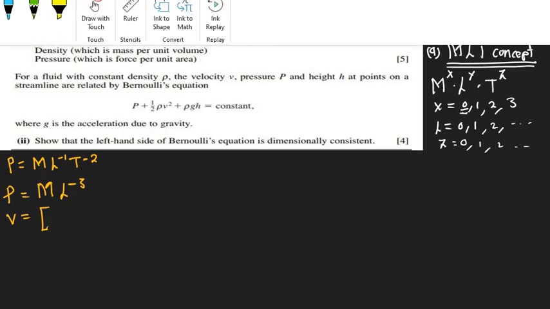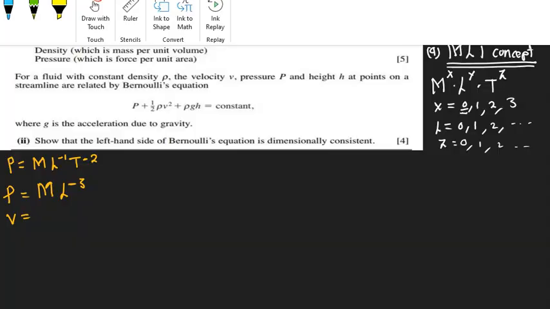Velocity, the dimensions are... okay, no need of those brackets. Let me just wrap that. Okay, what are the dimensions of velocity? The dimensions of velocity are L over T. Because we have V to the power 2, we are going to put everything in power 2 like that. Okay, so what are the dimensions of density?